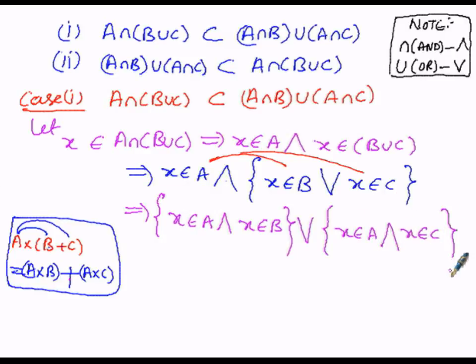Then the next logical step will be, that implies, as per the definition of the intersection of two sets, I can write it as x belongs to A and x belongs to B. Here, "and" can be written as intersection, so x belongs to A intersection B, as well as x belongs to A and x belongs to C, which can be written as A intersection C.